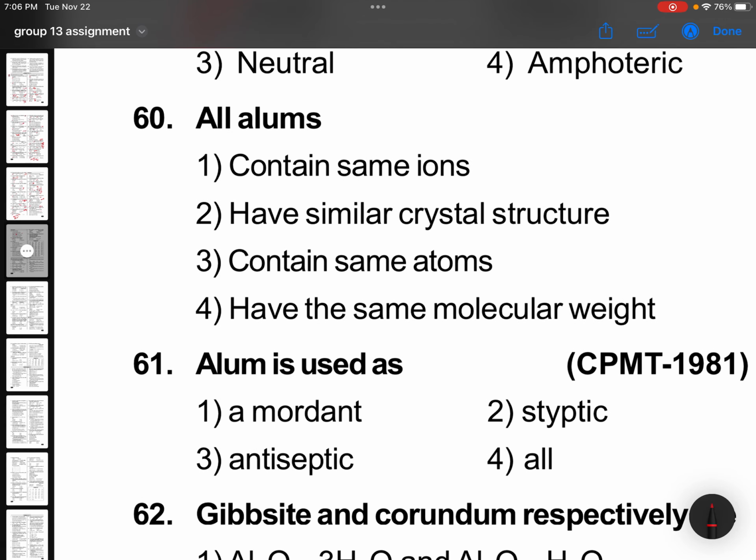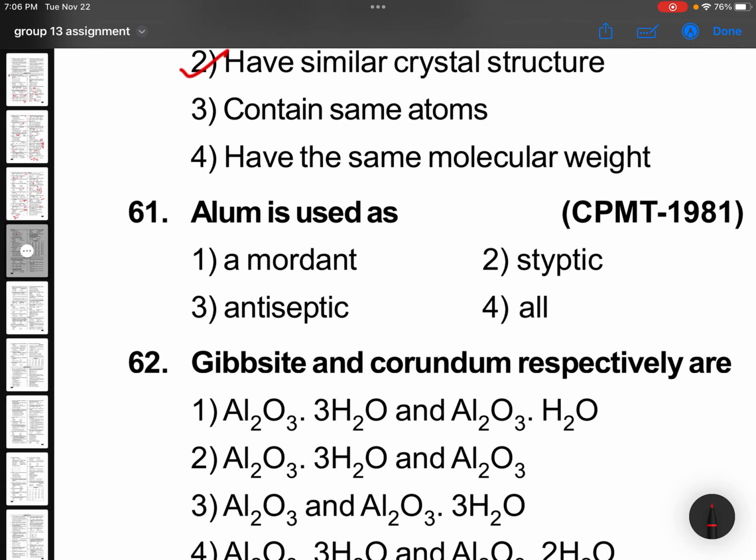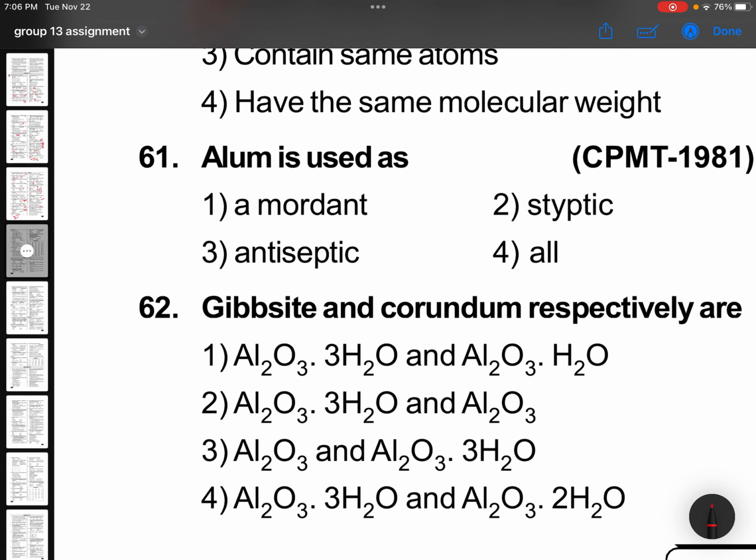All alums contain the same number of water molecules and have similar crystal structure, which is called isomorphous. Alum is used as a styptic, antiseptic, mordant, all. Styptic means to stop bleeding. As an antiseptic also it is used. Mordant means a color fixing agent.